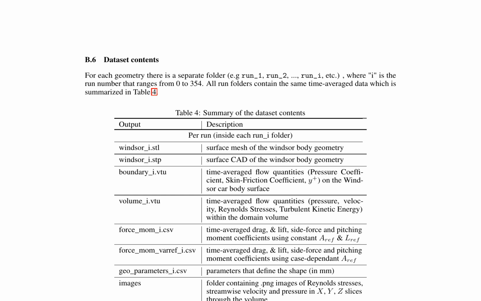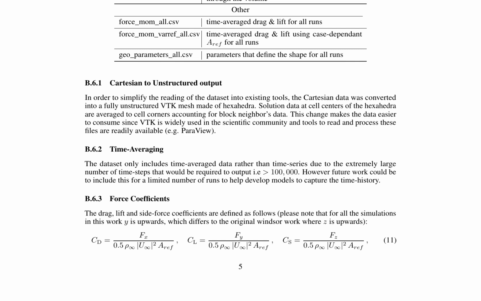To facilitate the use of the dataset, the Cartesian data was converted into a fully unstructured VTK mesh, consisting of hexahedra, with solution data at cell centers averaged to cell corners accounting for block neighbors data. This conversion enables easier consumption of the data, as VTK is widely used in the scientific community and tools to read and process these files are readily available.